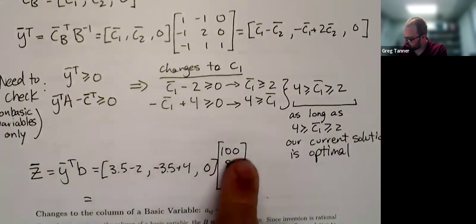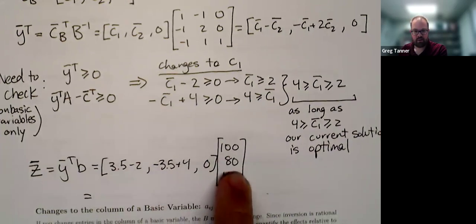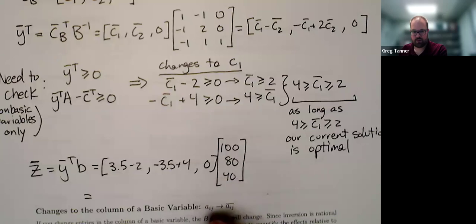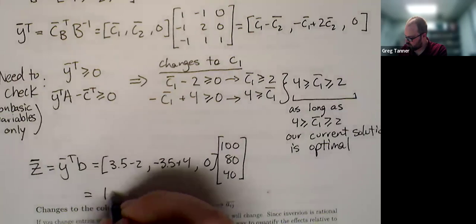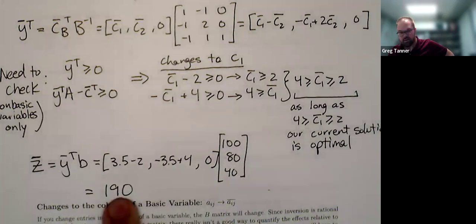That gives us 1.5 times 100 is 150. This is a half times 80, and then 0. So 150 plus 40 is 190. Okay, previously our objective value was 180. Here we've increased the profit for one of our products without actually costing us any more in our resources. And so our objective value has increased.